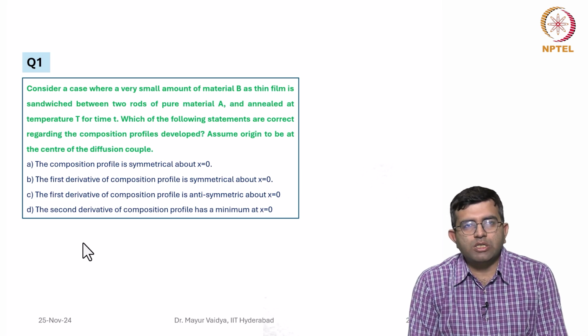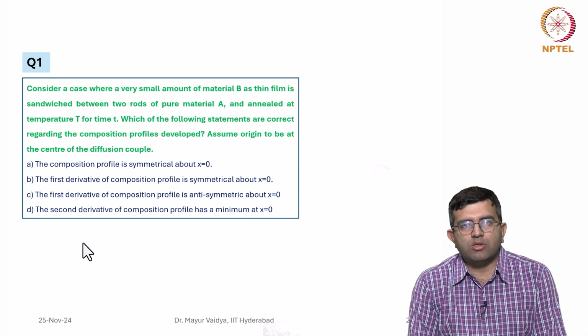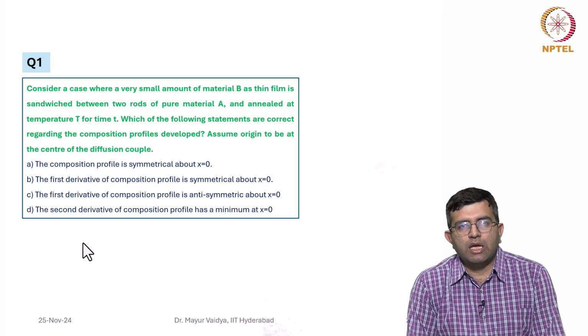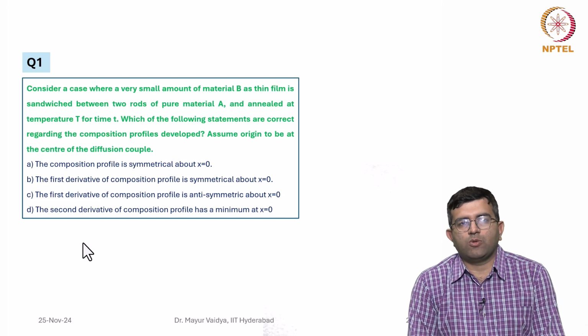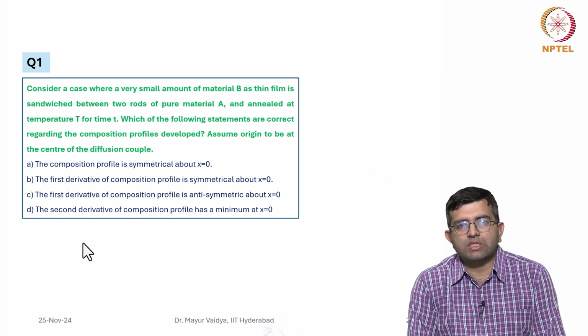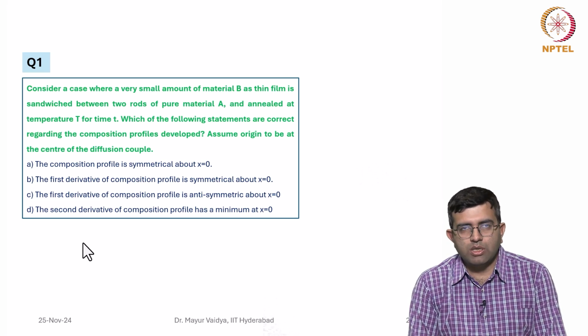These are the four options: that the composition profile is symmetrical about x equal to 0, the first derivative is symmetrical about x equal to 0, the first derivative is anti-symmetric about x equal to 0, and the second derivative has a minima at x equal to 0.